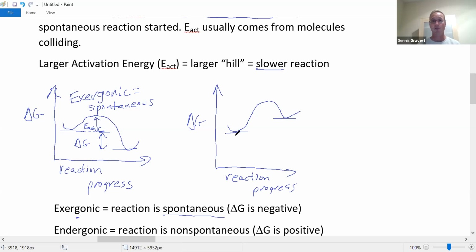Okay, and then we can go the other way. Start low, big hill, then there's a large activation energy. And then where you end up is also higher. So it's a positive delta G. It's an increase in energy. So if an increase in heat, endothermic, increase in G, endergonic.